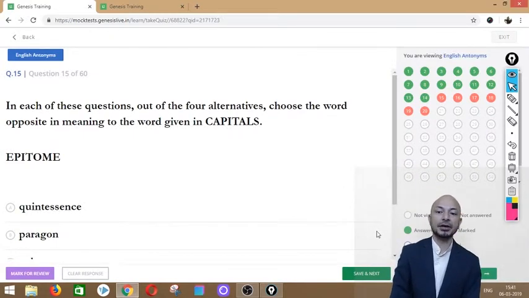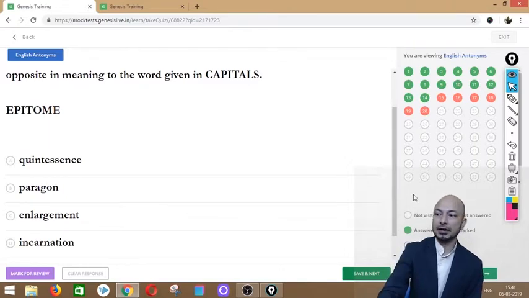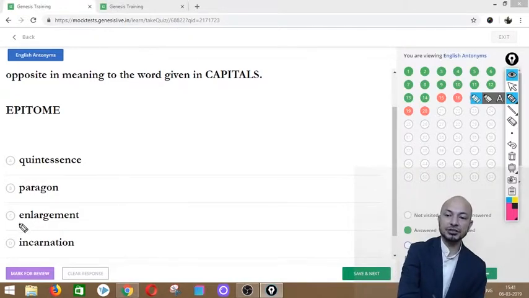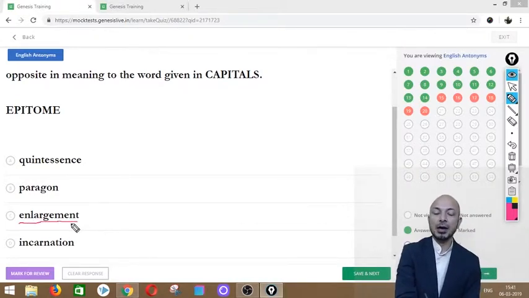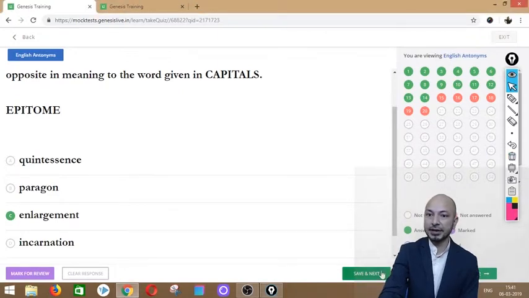The word is epitome, and the options given are quintessence, paragon, enlargement, and incarnation. Our answer is going to be option 3, which says enlargement. Epitome is an example, a perfect example of something, and enlargement is to make it big. So something which is a perfect example, on the other hand, something which is bigger than it actually is. So we click option C, that's the nearest antonym we have for this word, and say next.